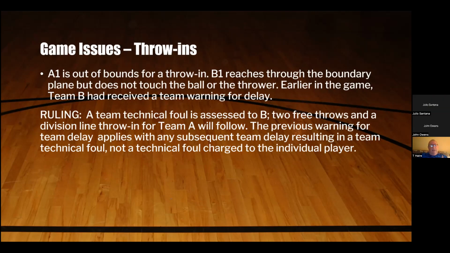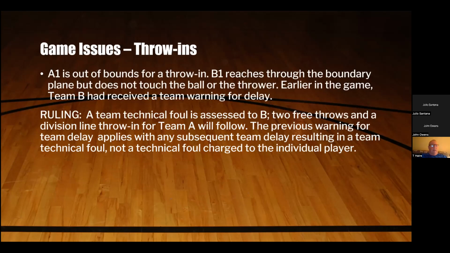This is a second delay of game, and the second one results in a technical foul. Now, the previous warning that they received for delay, it could have been any of the 4 types of delay of game. It does not have to be the same type of delay of game. It could have been a situation where the team wasn't ready to line up when the administrating official was ready to administer a free throw, and that's a delay of game warning.